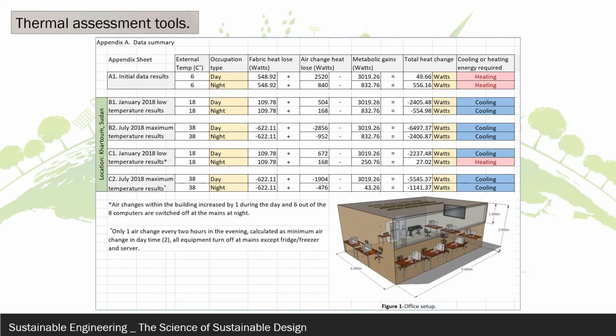But you don't need some online software to be able to do an analysis of a building. A simple Excel spreadsheet will help you be able to look at the different management strategies you can use in a building when you're moving them from one location to the other. This chart on the screen is a simple assessment of an office space which was designed and built in the UK, which is in an example A1. And it's been moved to Khartoum in Sudan and it's been assessed for different times of the year.